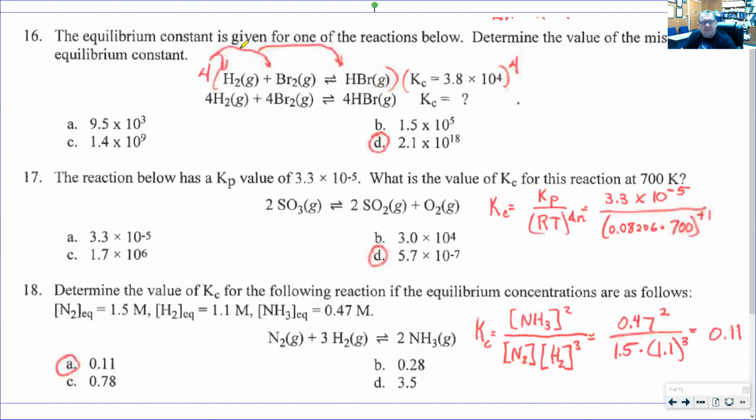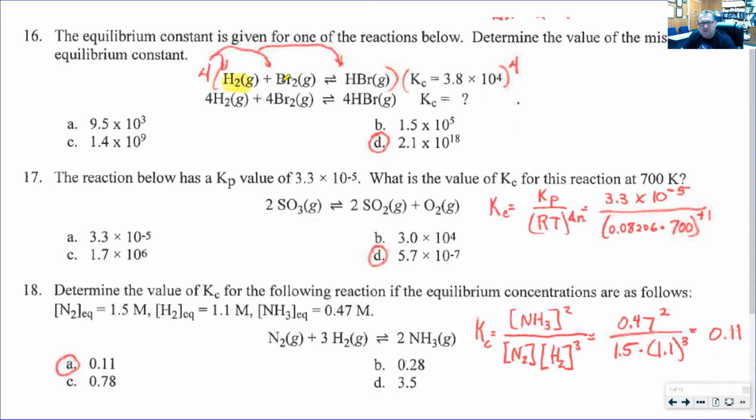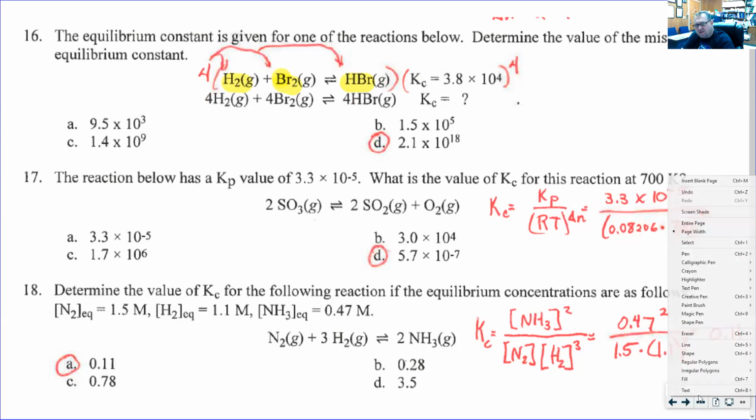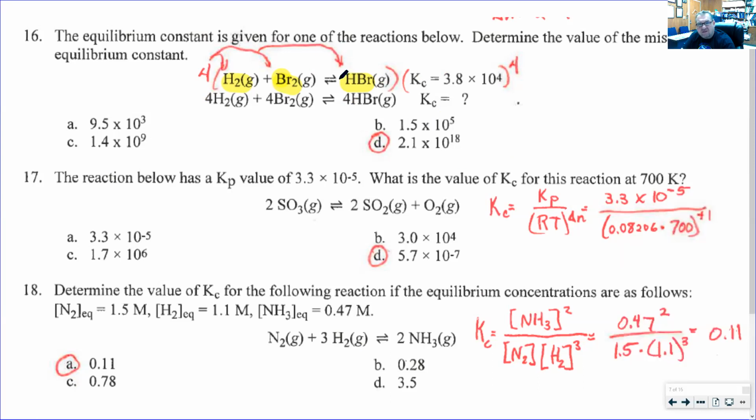All right, so 16 says given the equilibrium constants below, determine the missing constant. So I gave you this expression. Okay, so H2 plus Br2 yields HBr, and actually I just see there's a typo in that. It didn't change what we did, but to make it balanced, this needs to be a 2 in front of this guy. So let me correct it at this point. Okay, so this would need to be a 2 to be correct, and this would need to be an 8.